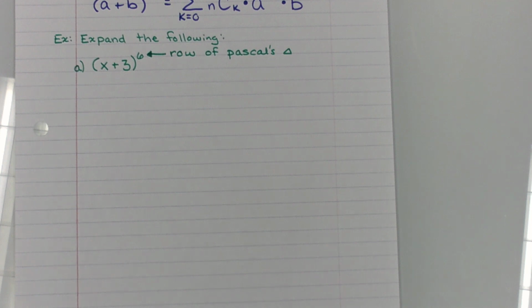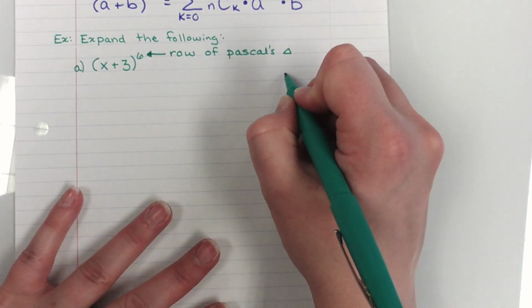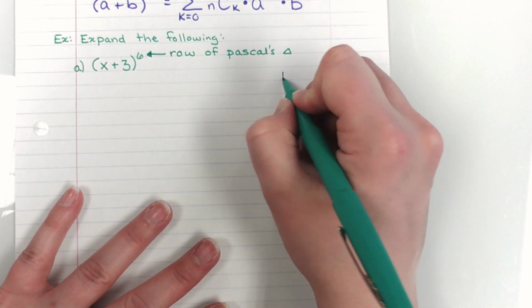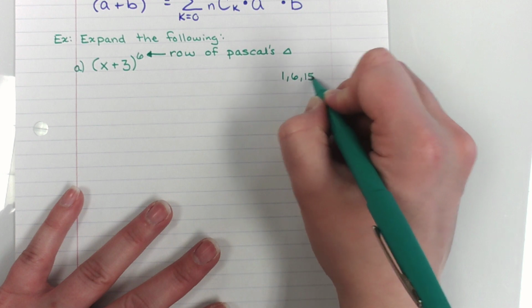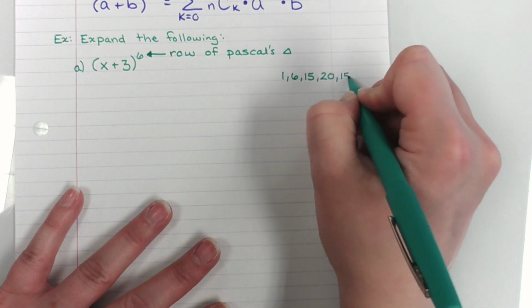Caitlin, what is the 6th row of Pascal's triangle? 1, 6, 15, 20, 15, 6, 1.